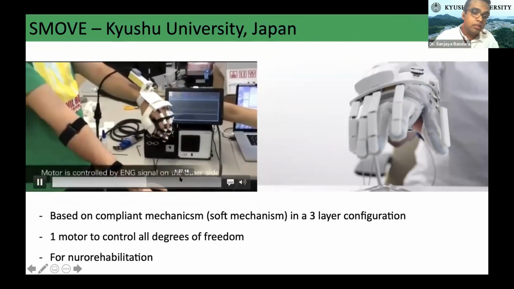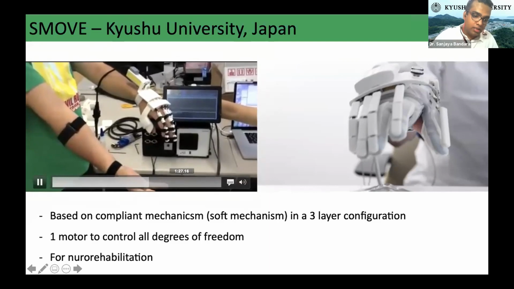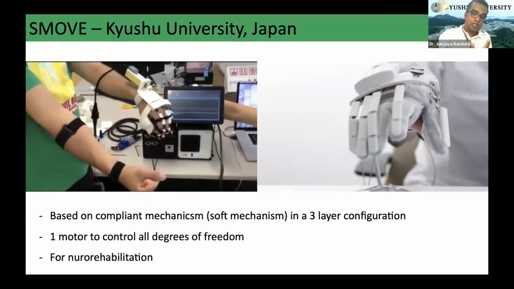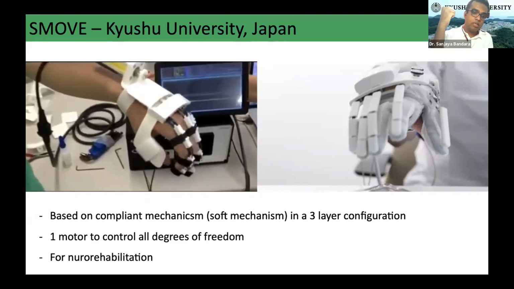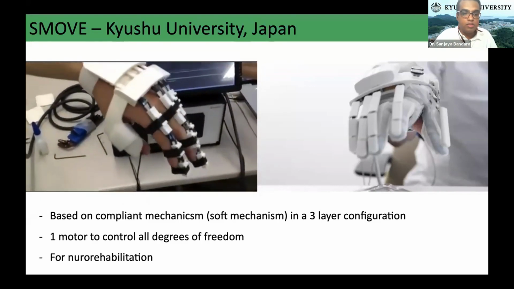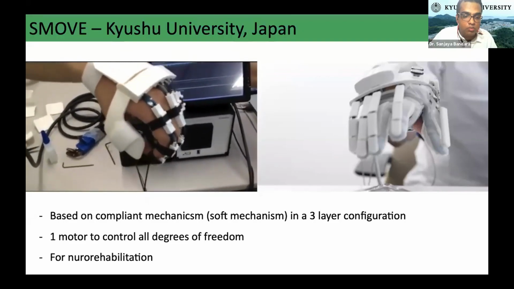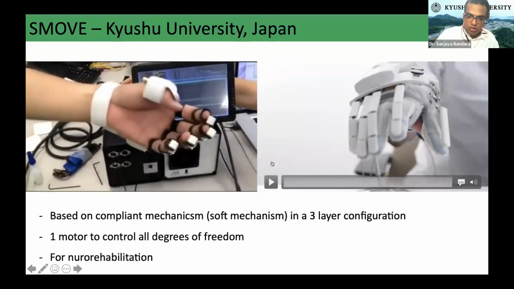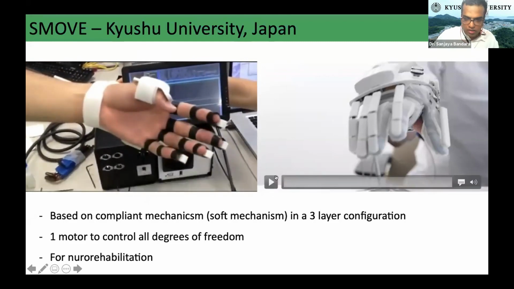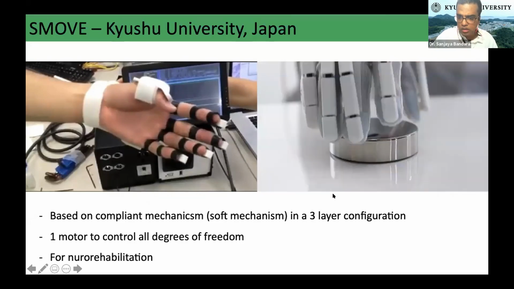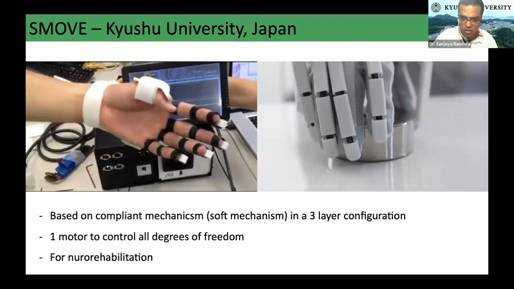Okay, so this is the EMG control. As you can see, the EMG sensors are connected to the other hand of the human, and when he performs the hand open and close, the robot moves. This robot is currently in the commercialization steps. So you can see how it looks in real life.